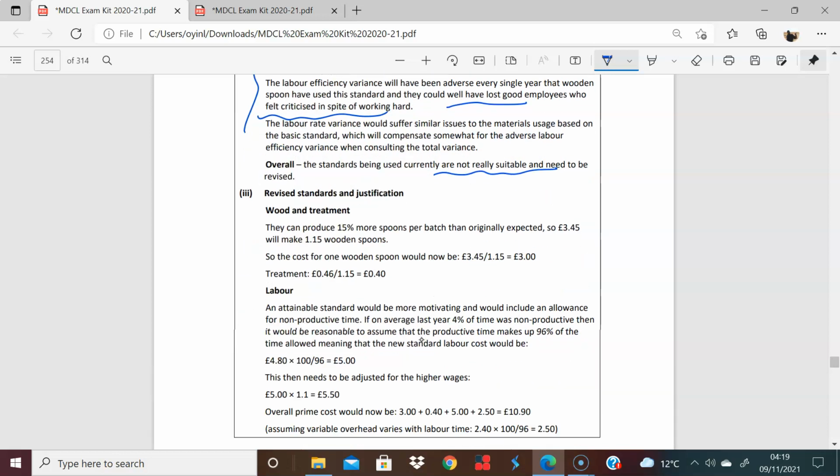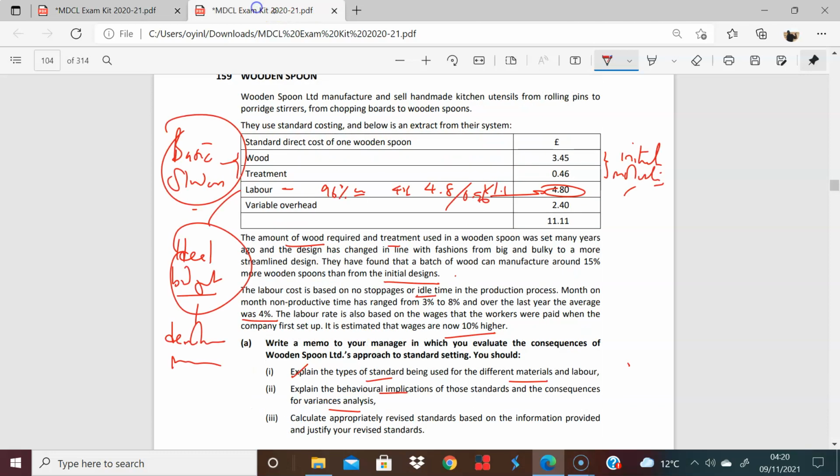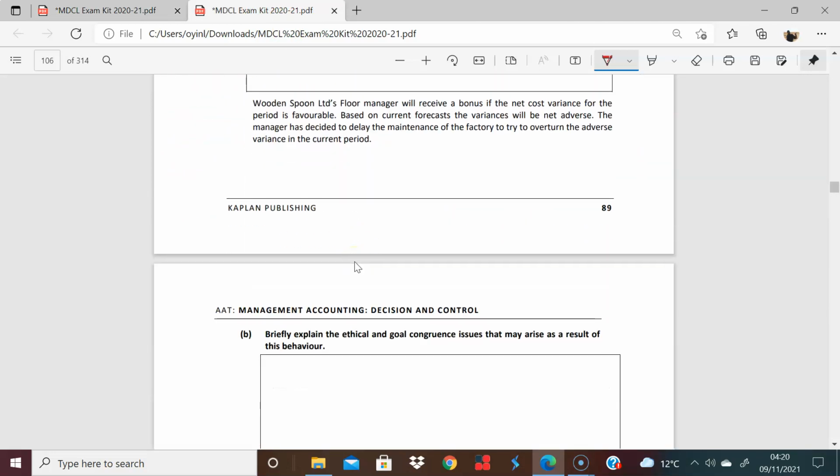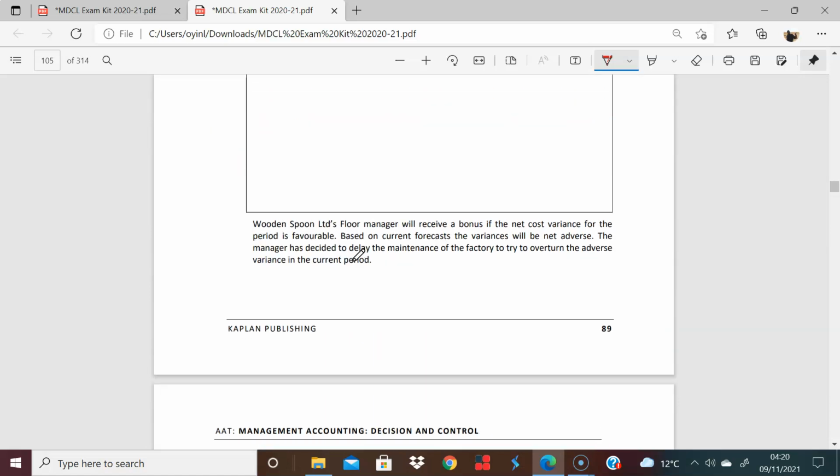So in terms of working out the issues, I already did something similar. You can see these are your changes here. Because you can do 15% more, it says they can produce 15% more spoons per batch than originally. So £3.45 can make 1.15 spoons, so in effect you now have 3.45 divided by 1.15. And the treatment, same thing, divided by 1.15. So we're saying the cost should be less, as they're more efficient. That's the main initial point here. These are good questions to practice. Just make sure you're comfortable with the process of adjusting these budgets, and then you put all of that in there.